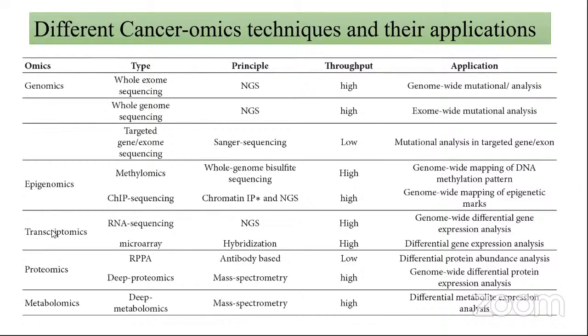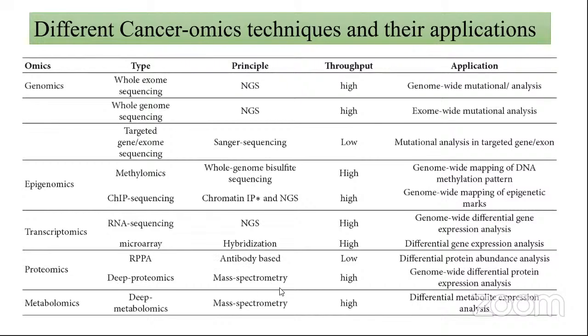If you are interested in transcriptomics based study, not genomics or epigenomics based study, then with transcriptomics based analysis of any cancer type, you will have to deal with RNA-seq data sets or microarray data sets. This gives you the applications of genome-wide differential gene expression analysis of the data. You will get to know the differential gene expressions of the microarray or RNA-seq data sets. Okay. If you are interested in the proteomics based study, here the data you are going to handle is RPPA data or deep proteomics data.